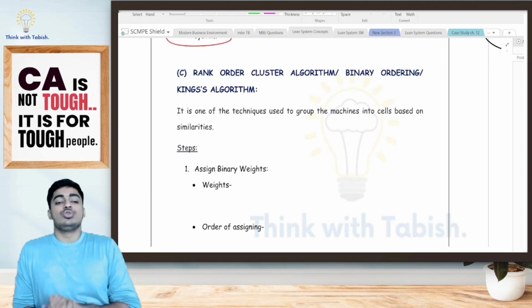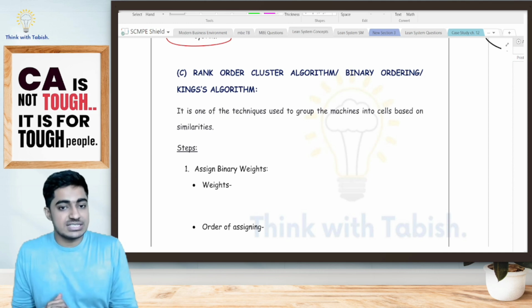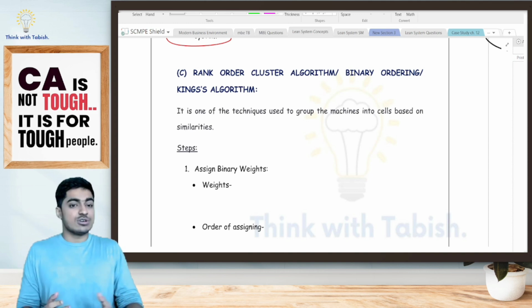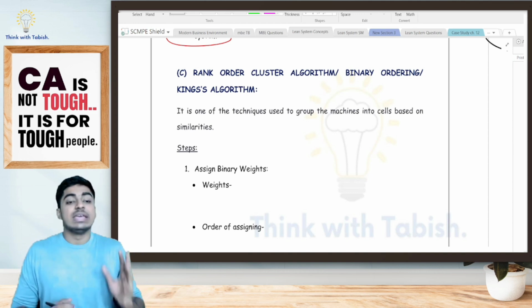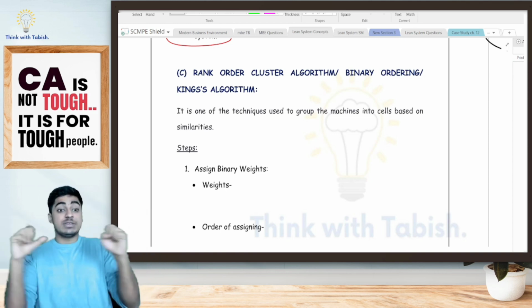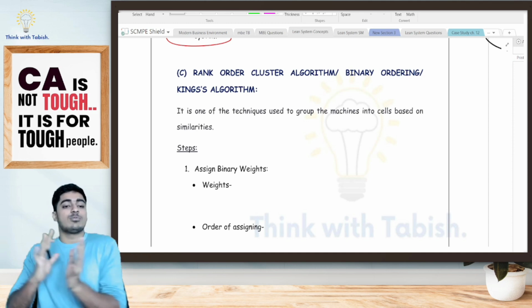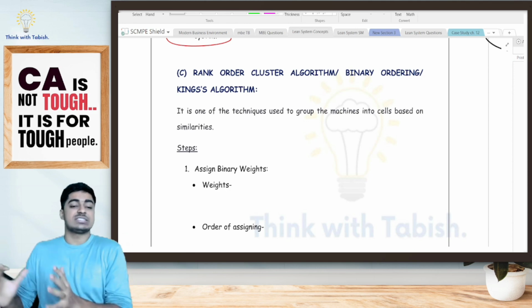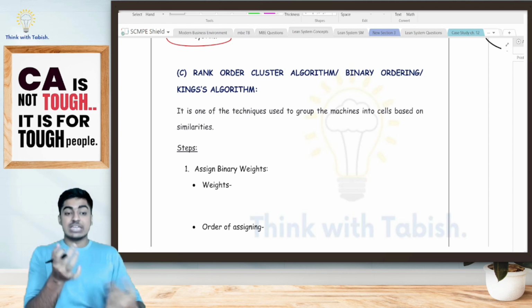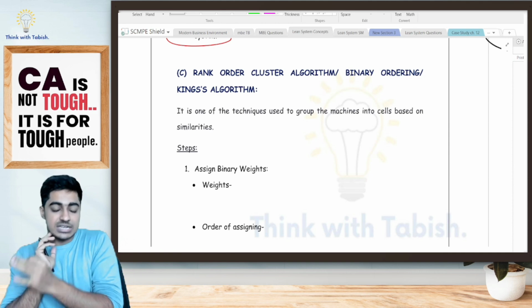So now let us move to one of the most interesting areas, the rank order clustering algorithm. Yes, ROCA. It is also called binary ordering. It is also called King's algorithm. Suppose we have 10 machines, 20 machines, 50 machines, 100 machines, 1000 machines. How do we bifurcate them into different cells? How do we arrange the cells? How do we find out how many cells we want? In every cell, which machines will be there? Which parts will be produced? All of that we get to know using the rank order clustering algorithm.